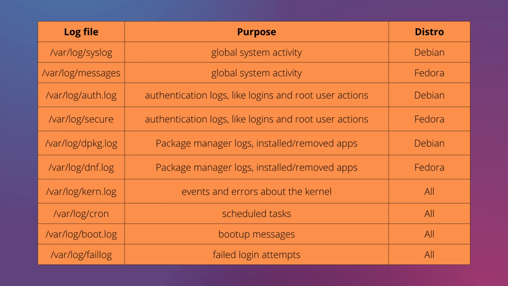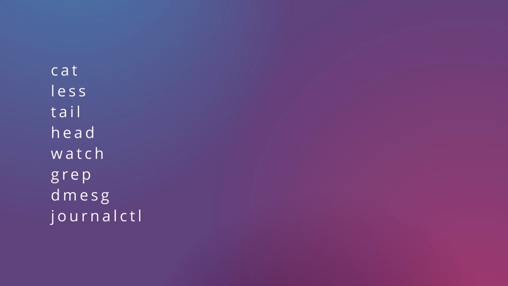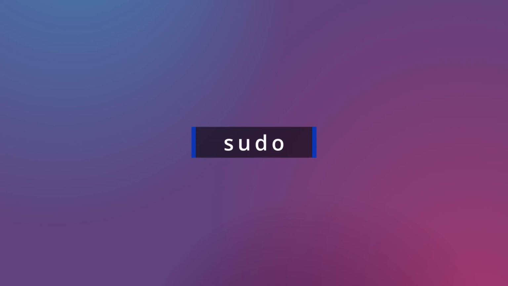These log files can help you with troubleshooting failed logins or scheduled tasks, but also help you with proactively looking for security issues. In order to list the content of the log files, we can use various commands like cat, less, tail, head, watch, grep, and so forth. Each has its own purpose, which we'll go through one by one. But keep in mind that you need to run them with sudo in order to view the log files.